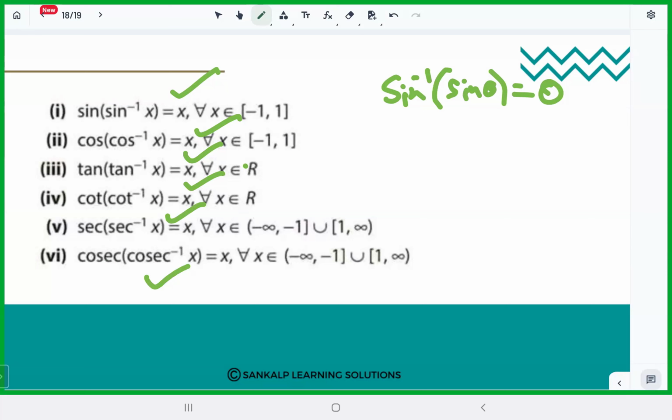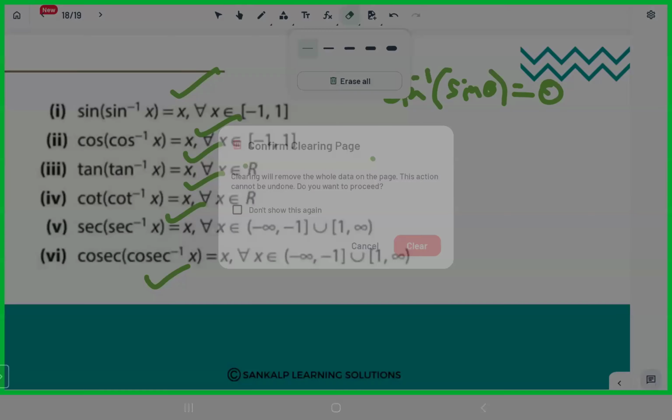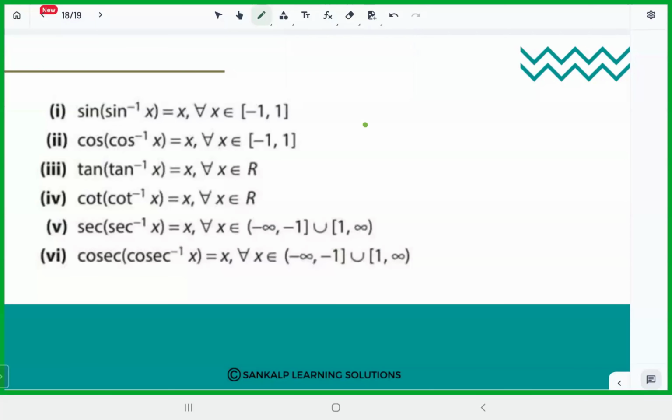So you need to know these identities as well as the identities from the first year. You have studied so many identities related to trigonometric functions, right? Do you all remember those identities? We need those identities in order to solve the problems in this section.